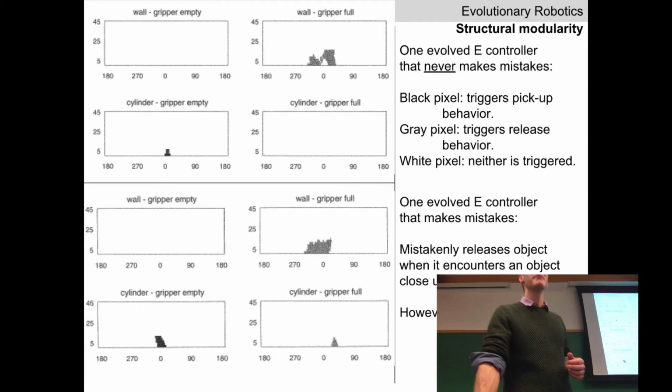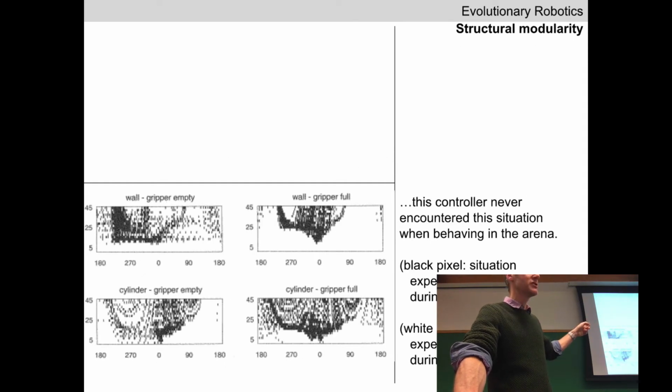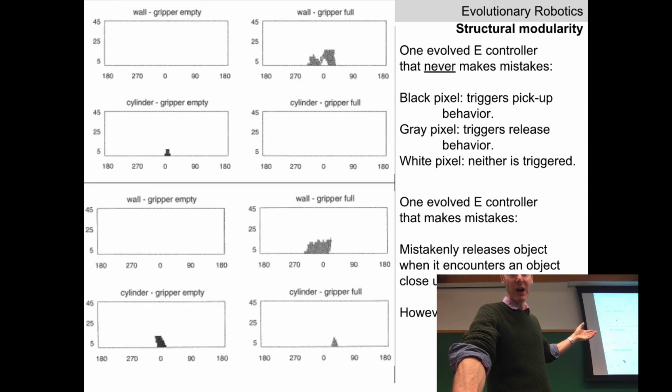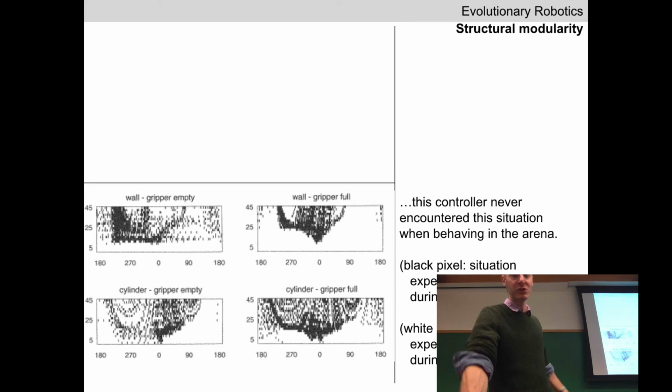Why is the robot making this mistake? Because that thing down there is in the white region where it didn't get trained about that. That's right. The gray triangle is in the white region here, which means the robot never saw that condition during evolution. There was never a situation during evolution where the robot was holding an object and it saw another object close up and on the right.